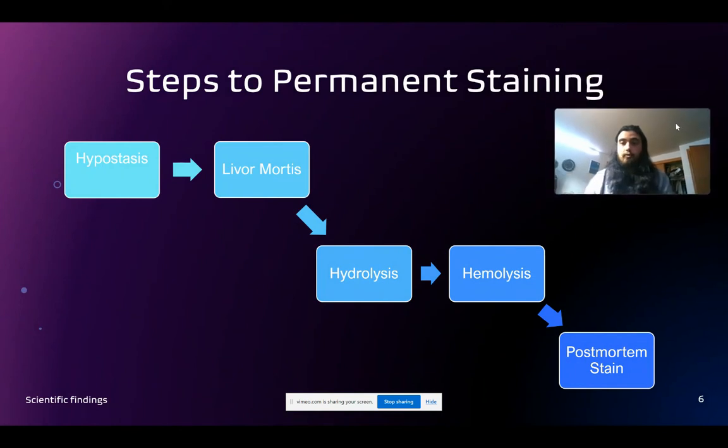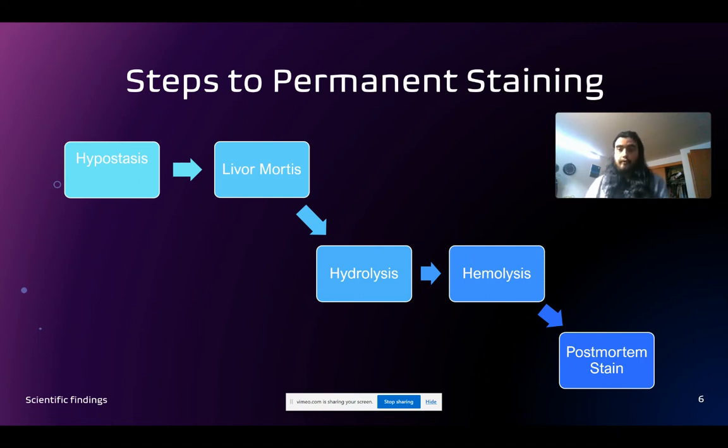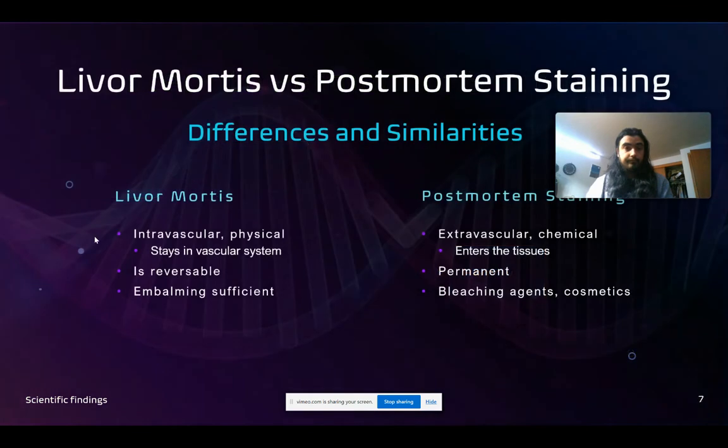The steps to this permanent staining are as follows. The first is hypostasis, where the blood begins to pool and slow down in the vascular system. We then move to livor mortis, which we'll discuss on the next slide, but this is the early stage of discoloration in the human body. We then move to hydrolysis, the water breakdown, tissue breakdown, and vein breakdown. Then we move to hemolysis, where red blood cells are broken down and turned into heme, a substance that enters into the tissues. At that point, we have the postmortem stain, the permanent staining. And these three, the hydrolysis, hemolysis, and postmortem stain, are all chemical changes, things that are not reversible.